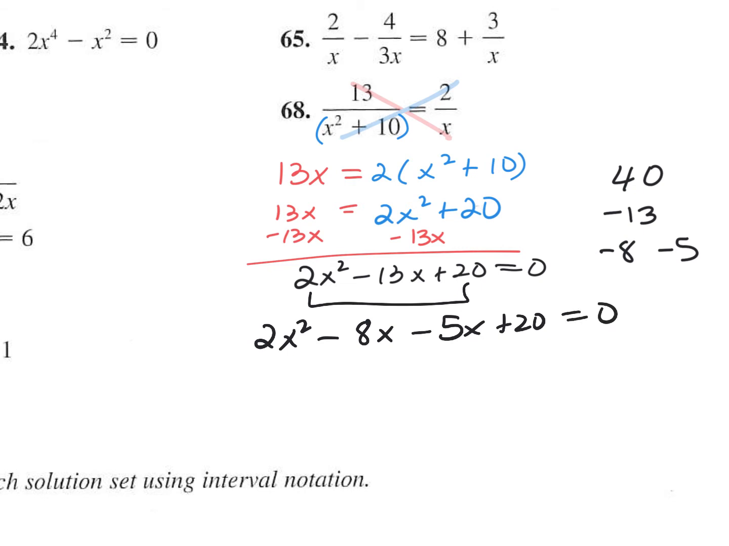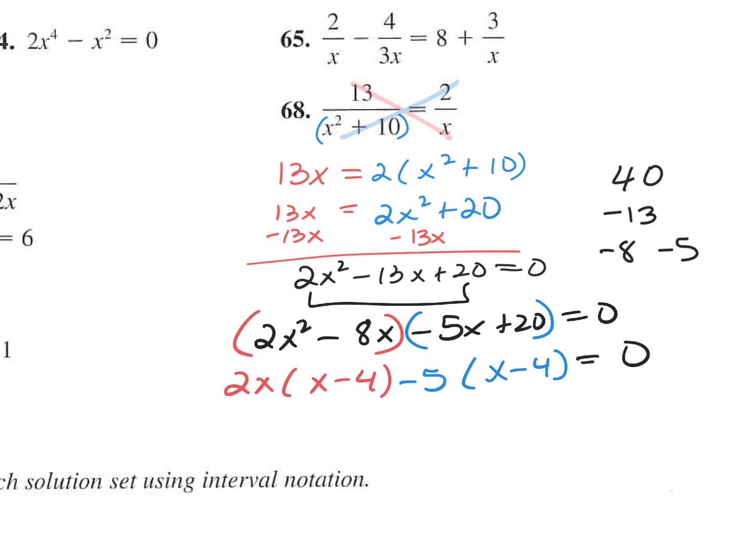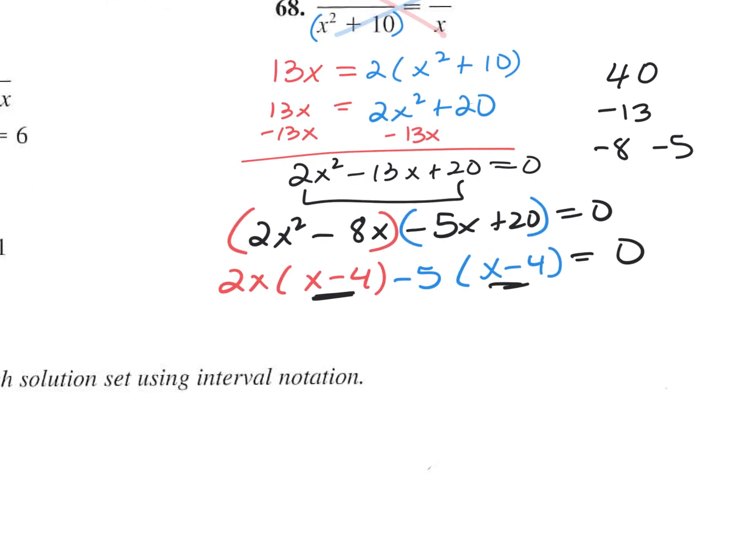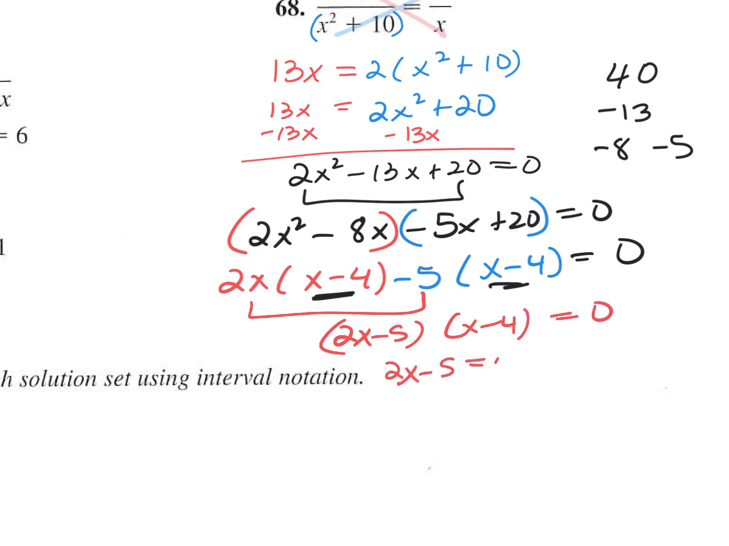And now I make my groups. I'm going to factor GCF out of each group. 2x, x minus 4. GCF here will be -5. Because remember, what our goal here is to make these two things after we divide the same. So then I take the 2 GCFs, put them together, and then what was in common, write it once, set each of the factors equal to 0.